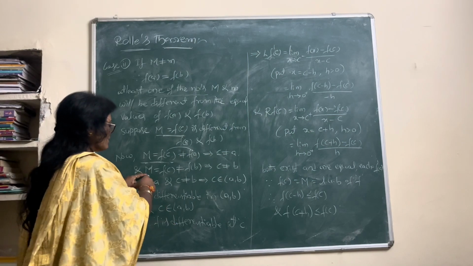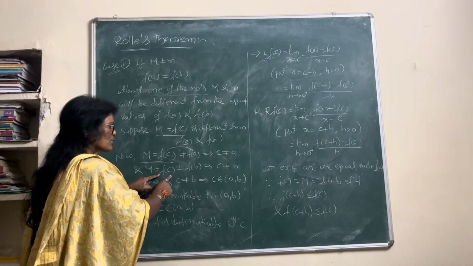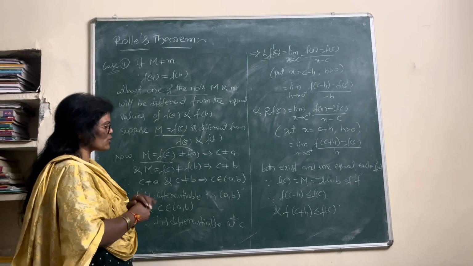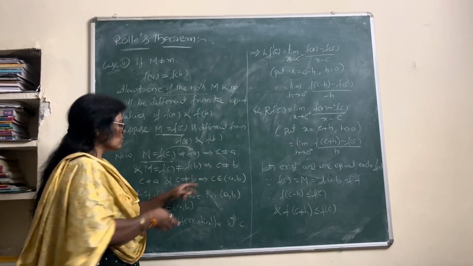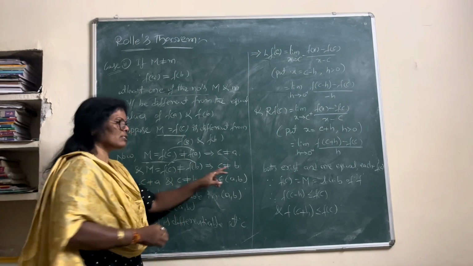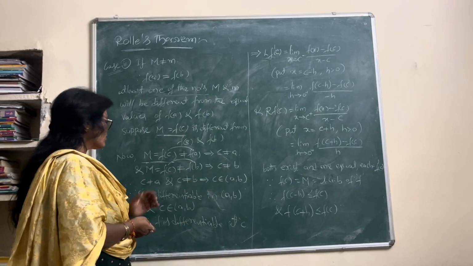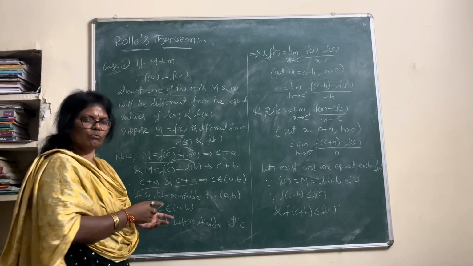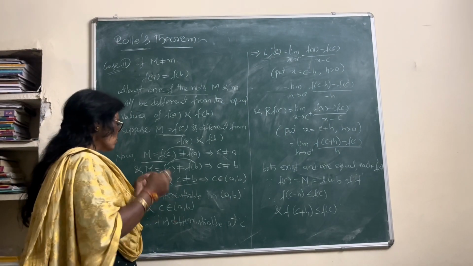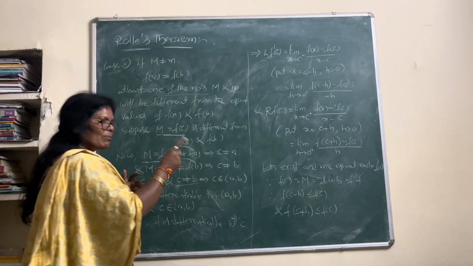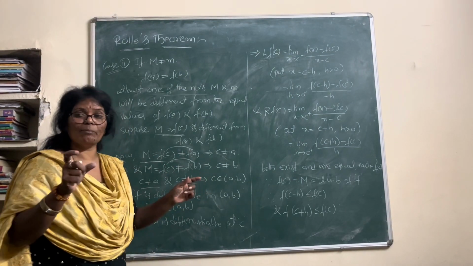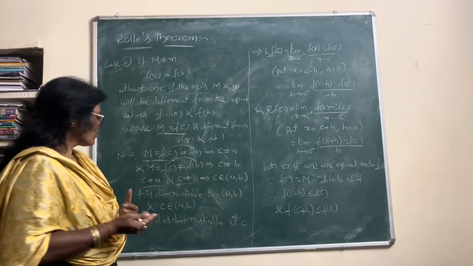And second, capital M is equal to f of c, but it is different from f of b from this condition. So here these two elements are also not equal to each other. So here c is not equal to a, and c is not equal to b. Both are distinct. So here c is common in between a and b, that is, c is an element in the open interval (a, b).